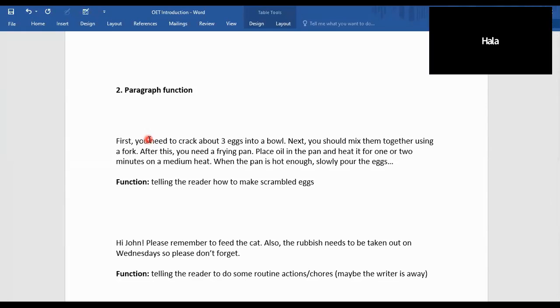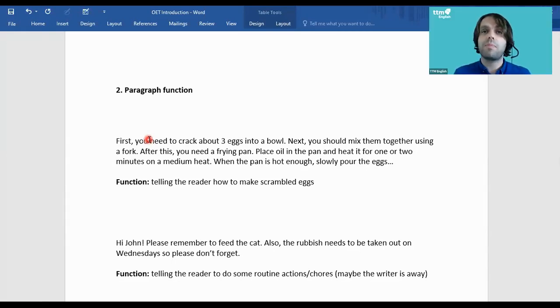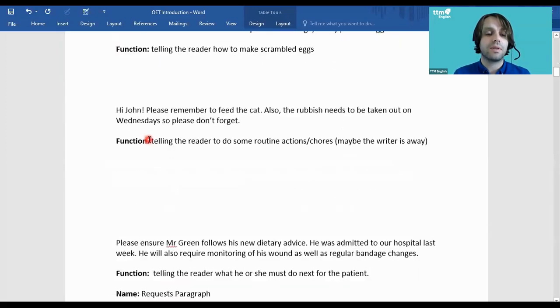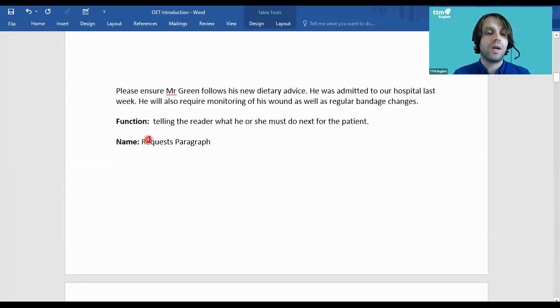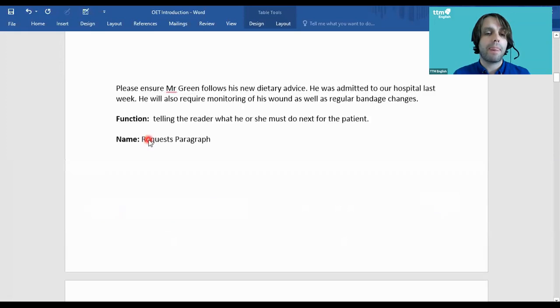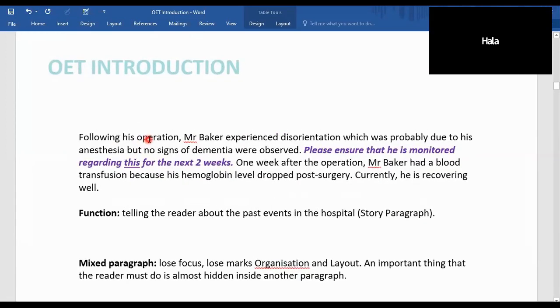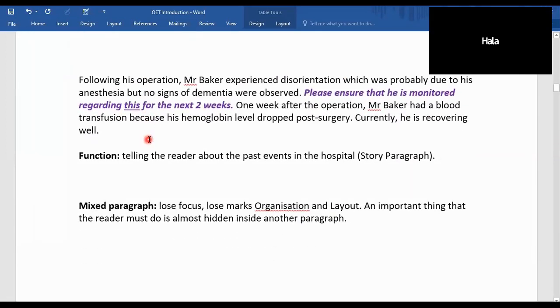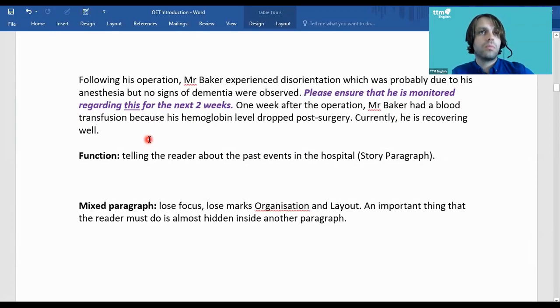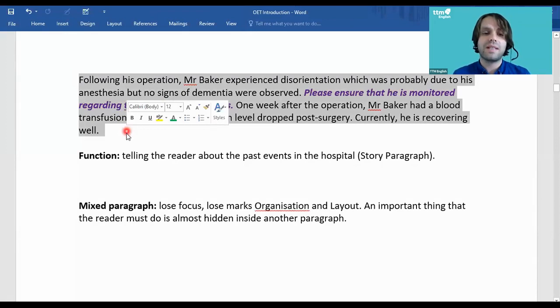Yes. Okay, so most paragraphs have a function, okay? But why is that relevant to OET? Hala? Why is that important when it comes to OET? Because it must be direct to the point so the reader can understand what we are writing. Good. And why did we say this was a problem? Can you remember this mixed one? Why is that confusing?